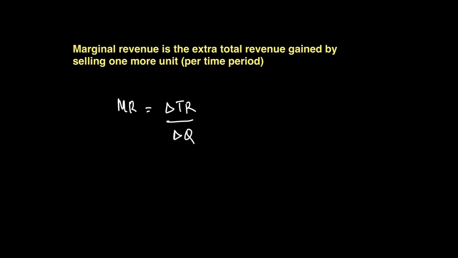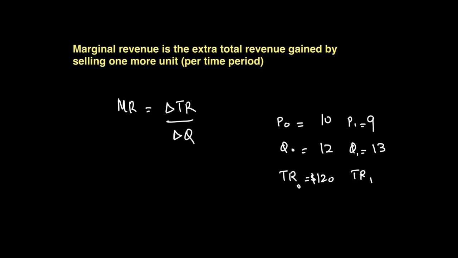And we can do a simple example to understand this. So let's assume price before was $10, and because we are selling more, from 12 to 13 units, let's say I reduce my price to $9, and let's see what happens to our total revenue and marginal revenue. So our total revenue will be, for example, $120. This is the revenue before I sell one more unit, while my total revenue later on is, for example, 13 times 9 or $117, which means my marginal revenue, a change in total revenue, will be 117 minus 120 or minus 3.